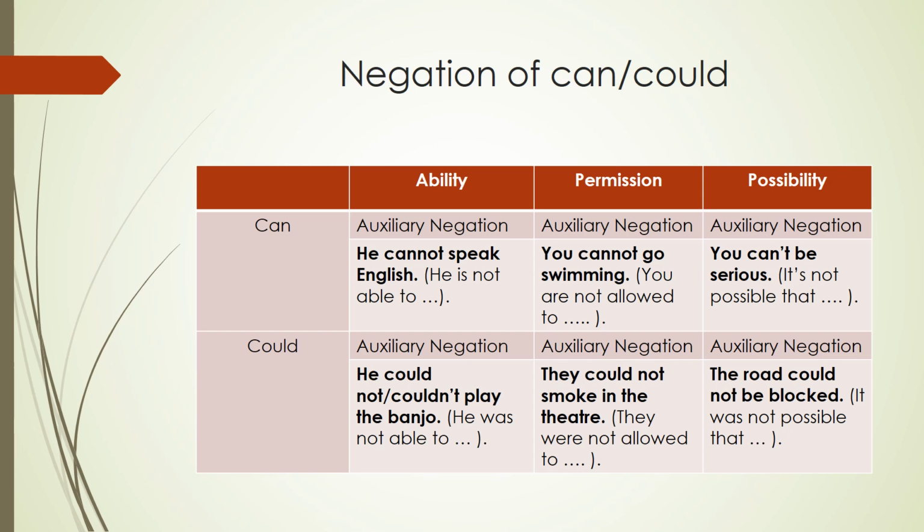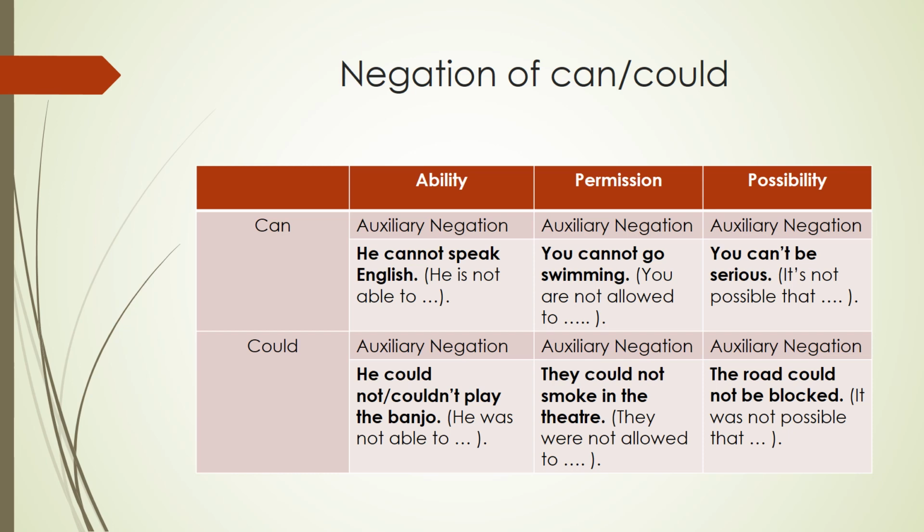Okay? The same thing when I say he couldn't. He could not or couldn't play the banjo. So here again I have auxiliary negation, which means that the scope of negation starts from could, the modal auxiliary could, to the end of the sentence, and the meaning is he was not able to.